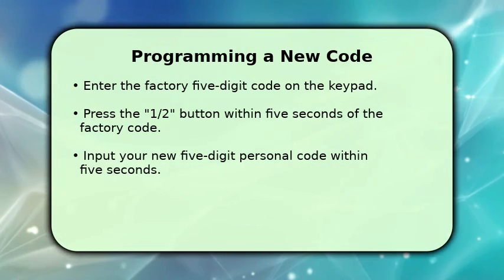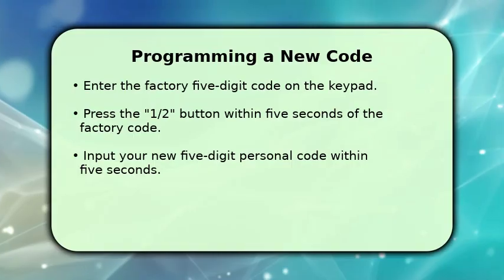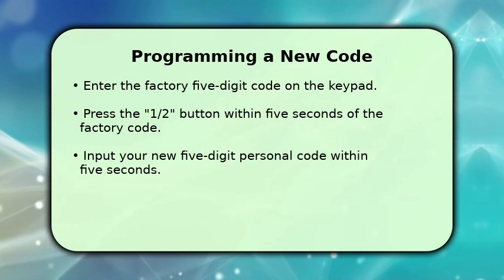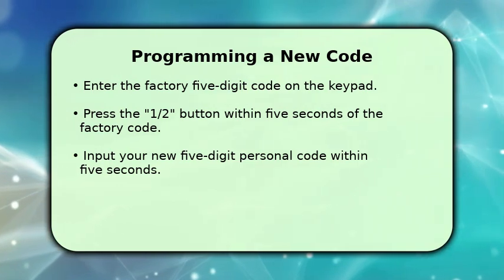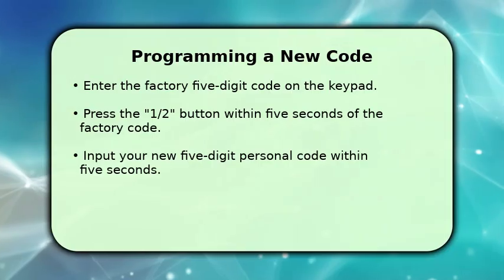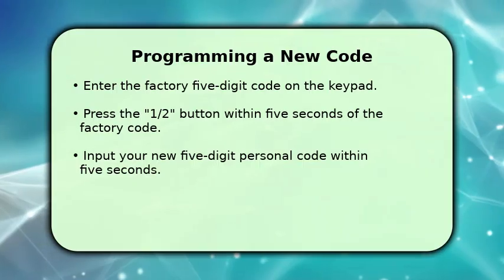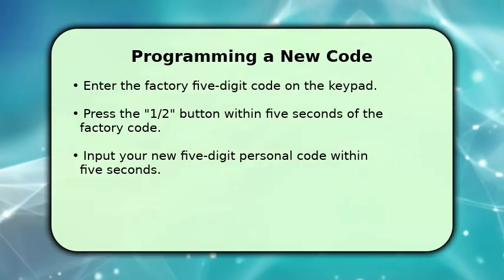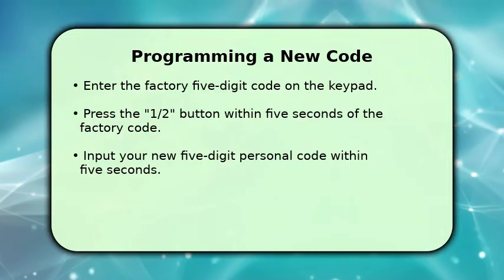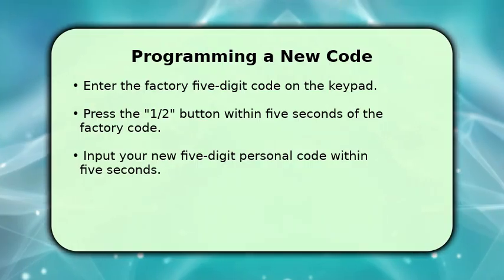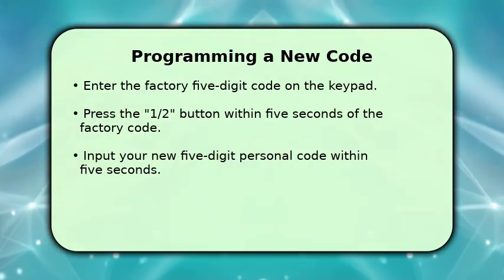To program a new personal code, first enter the factory 5-digit code on your door keypad. Within 5 seconds, press the 1/2 button. Then, immediately enter your desired new 5-digit personal code. Make sure to do this quickly, within 5 seconds, for the system to accept it. This new code will now be stored and ready for use, replacing any previous user-defined codes.